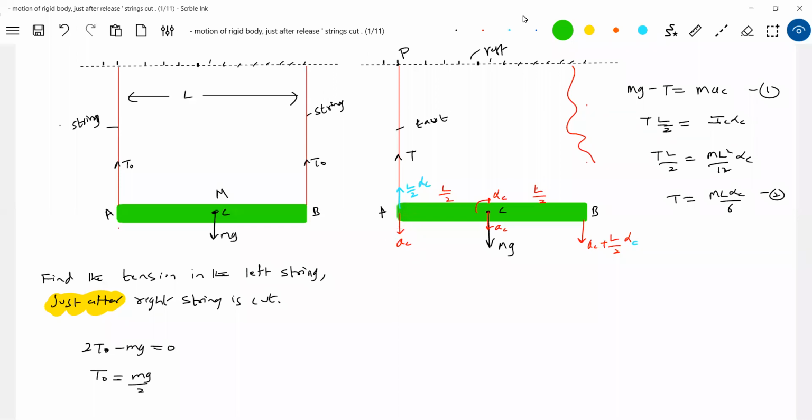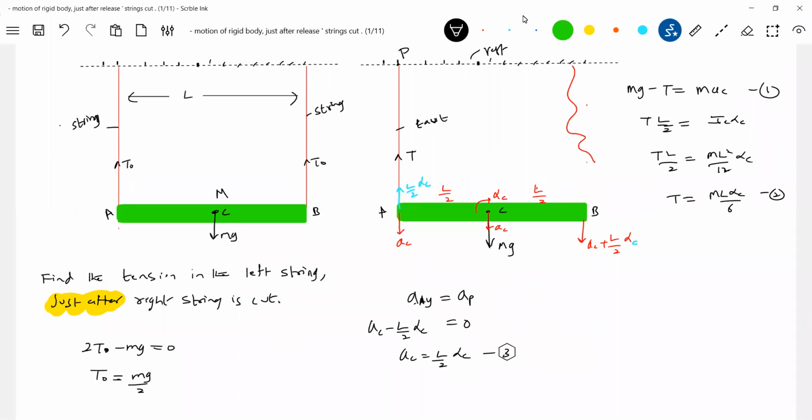Then what should be the acceleration of point A along the y-axis? The constraint equation says the acceleration of point A along the y-axis must be equal to the acceleration of point P. What is the acceleration of point P? It should be 0. What is the acceleration of point A along the y-axis? AC minus L by 2 alpha C. So this is equation 3. Solving this will get the required answer.